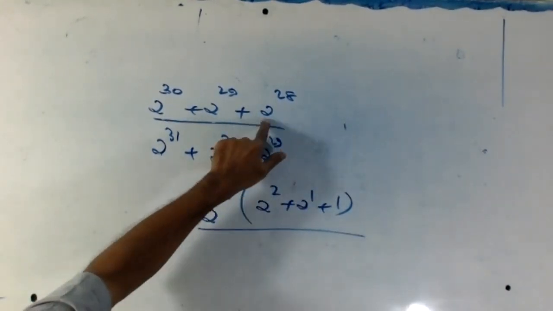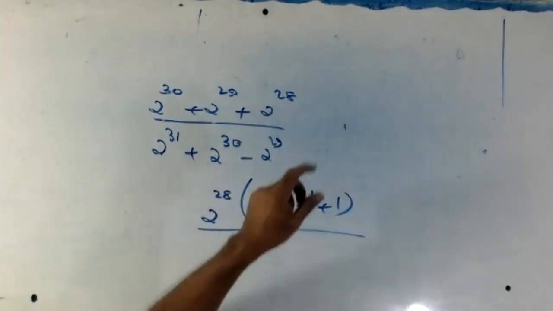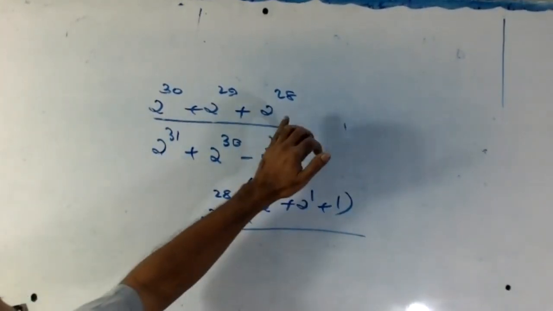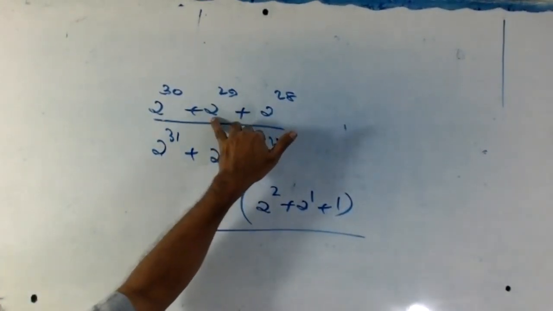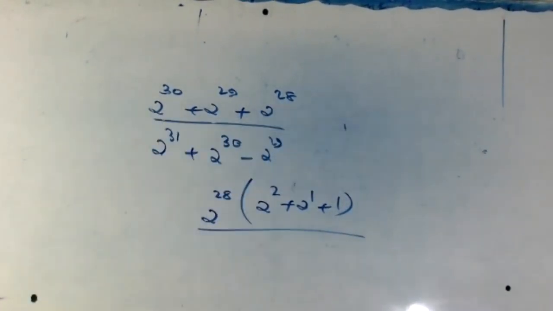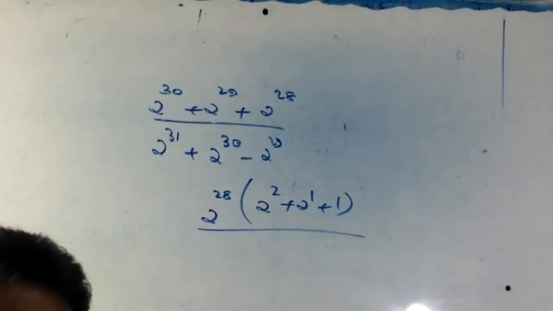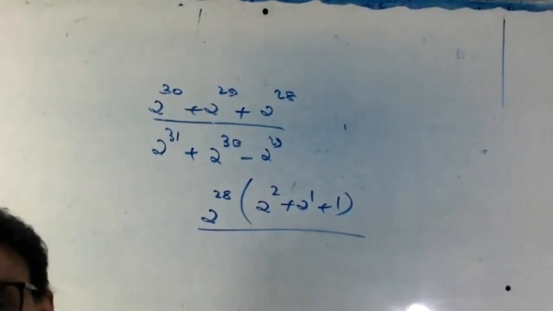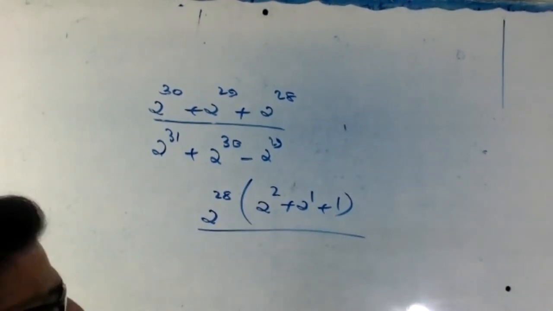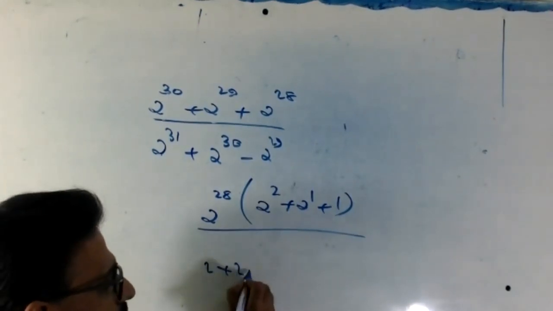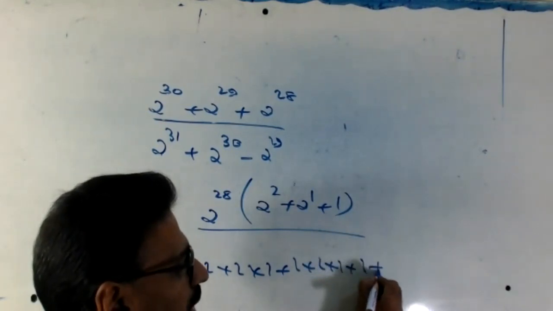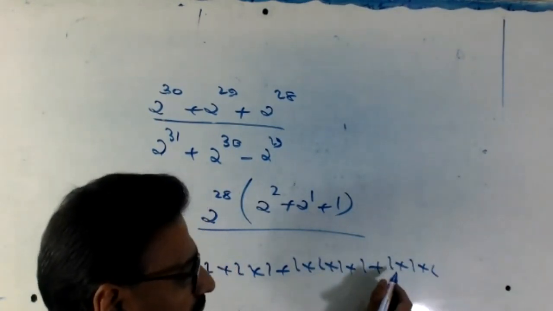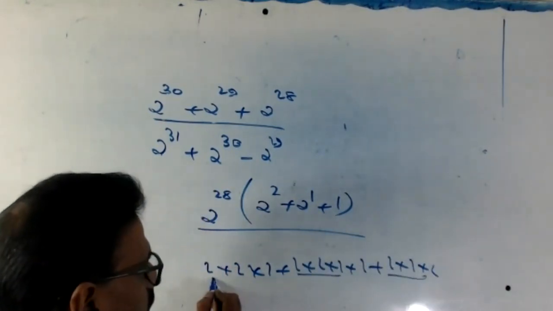Listen, 2 raised to 28 here. That means how many 2s? 28 twos there are. Here 29 twos there are. Here 30 twos there are. So we can take 28 twos outside. Like suppose 2 into 2 into 2 plus 2 into 2 into 2 into 2 plus 2 into 2 into 2. We can take the common part outside like this.